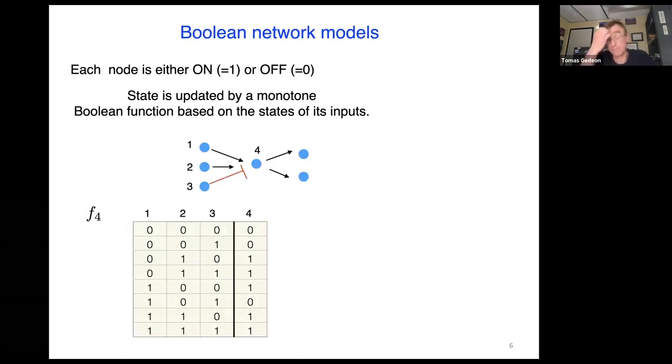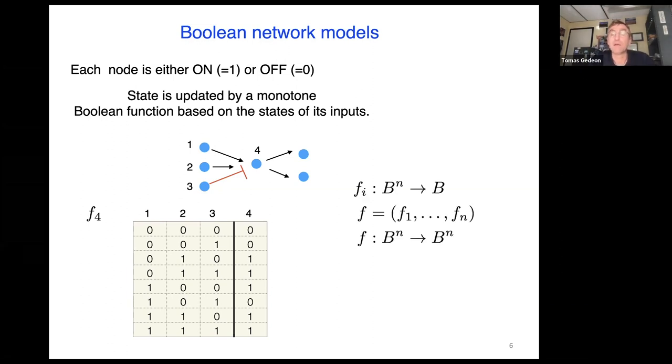Let me explain that, and I'll carry this small cartoon example with me throughout the talk. Here's a node four, which has three inputs, two are positive, one is negative, the red is negative. You can set up some function. Let's say F4 here, for the node four, is a Boolean function where I list, for all triples of zeros and ones, all possible states of the input, what the updated state is going to be of the node four.